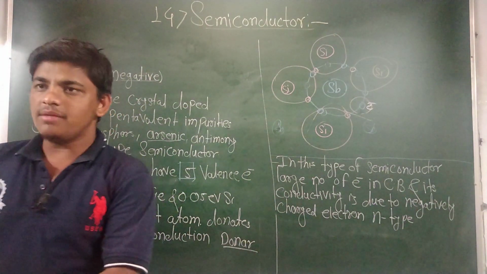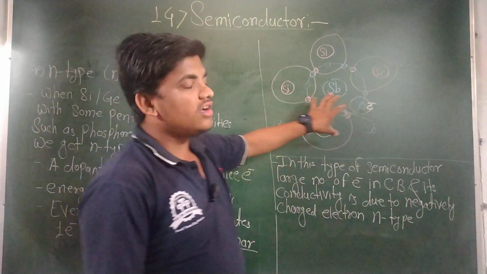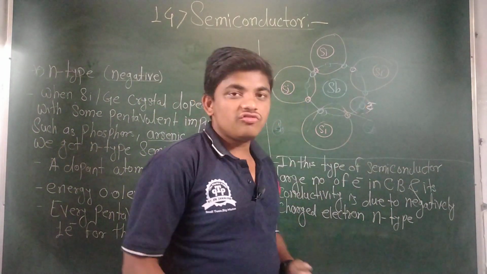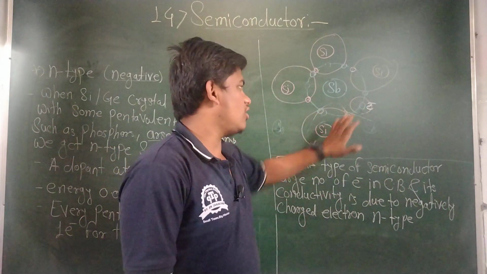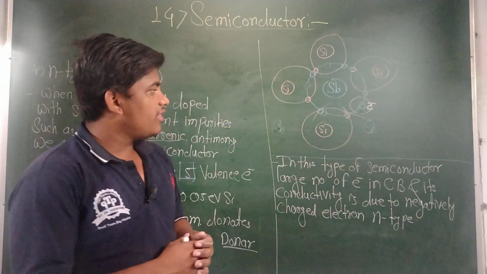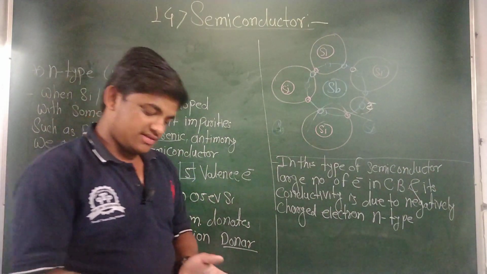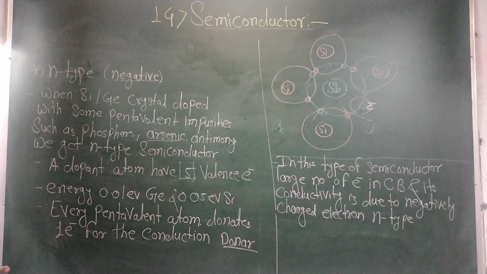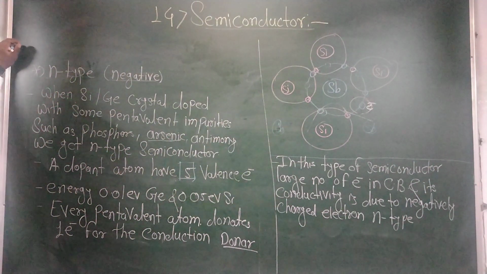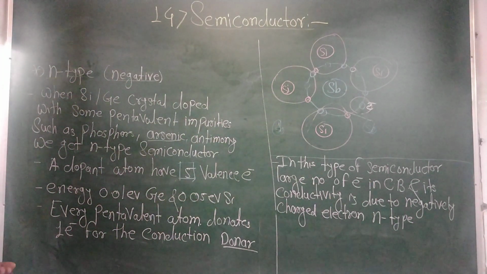In the pentavalent impurities, the electrons are the major carriers, because of the loss of electrons. Then the electrons are major carriers and holes are minor carriers. This is all about the n type semiconductor we are discussing here. N type semiconductor means when the silicon or germanium crystal is doped with pentavalent impurities.